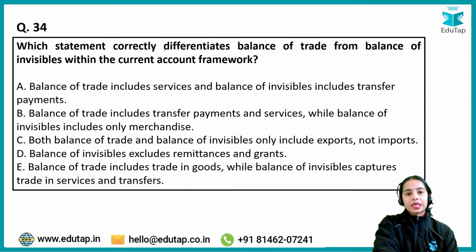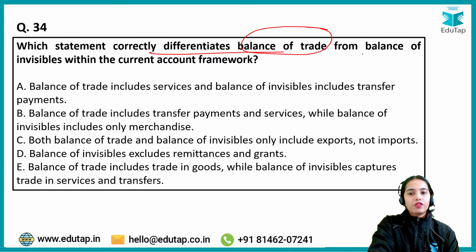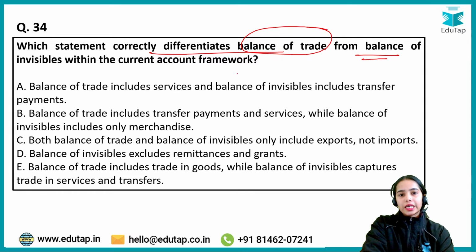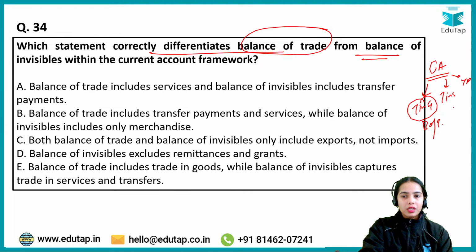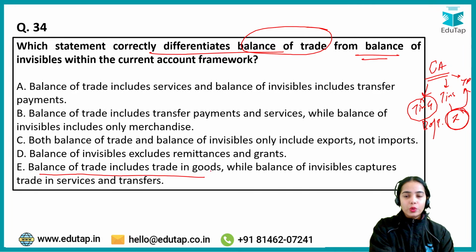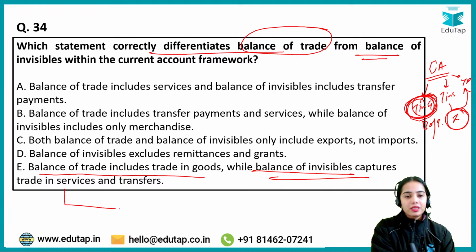Now, which statement correctly differentiates the balance of trade from the balance of invisibles within the current account framework? I have told you that in the current account there is trade in goods, trade in services, and transfer payments. Trade in goods is also known as balance of trade, while trade in services and transfer payments are collectively called invisibles or the balance of invisibles. So balance of trade includes trade in goods, while the balance of invisibles captures trade in services and transfer payments. So E is the right answer here.